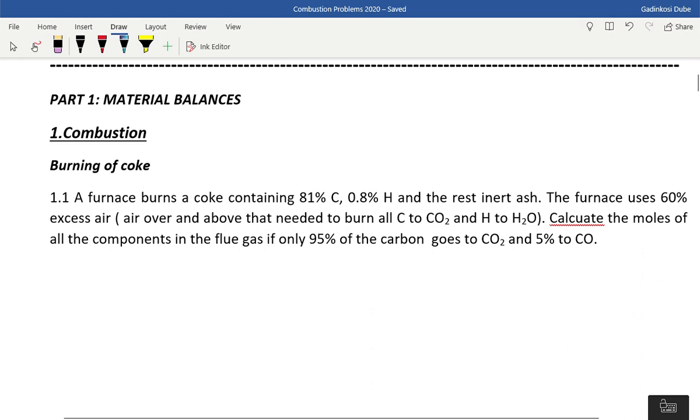Okay, today we're going to be looking at the burning of coke. So let me just read out the statement and then we can see how we go about dissecting and solving the problem at hand.